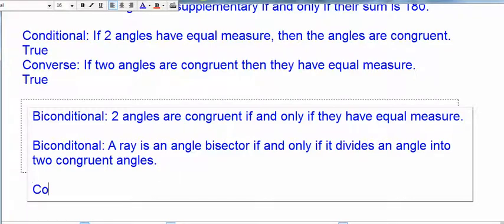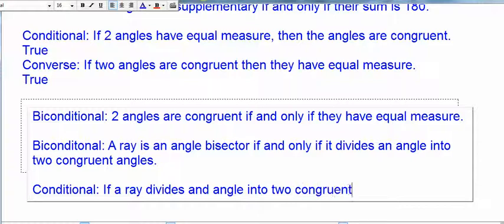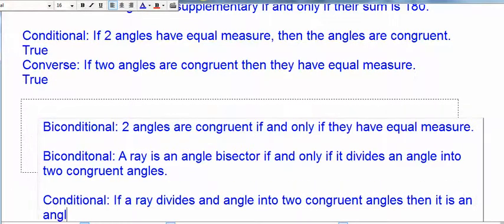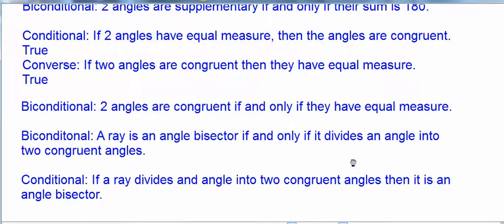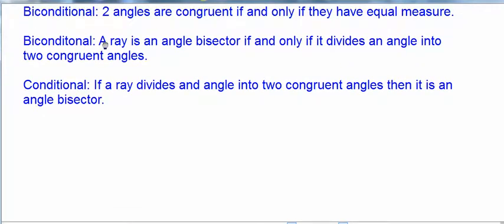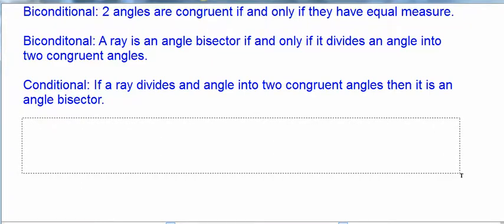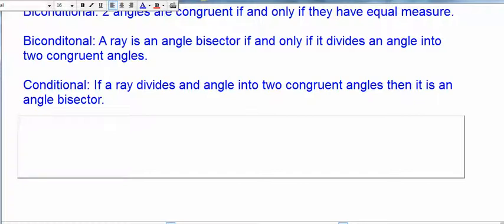So let's come up with a conditional. Volunteer? Go ahead, Sam. If it divides an angle into two congruent angles. Very good. If a ray divides an angle into two congruent angles, then it is an angle bisector. Once we have that, you had a biconditional, you wrote a conditional, so what's the next thing you can write? Yes, the converse. Very good. And it should be true as well, shouldn't it? Because it came from a biconditional.